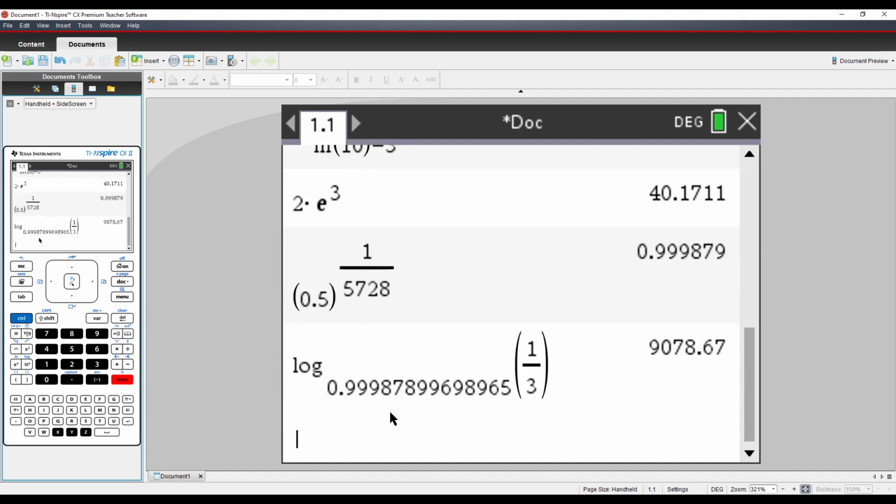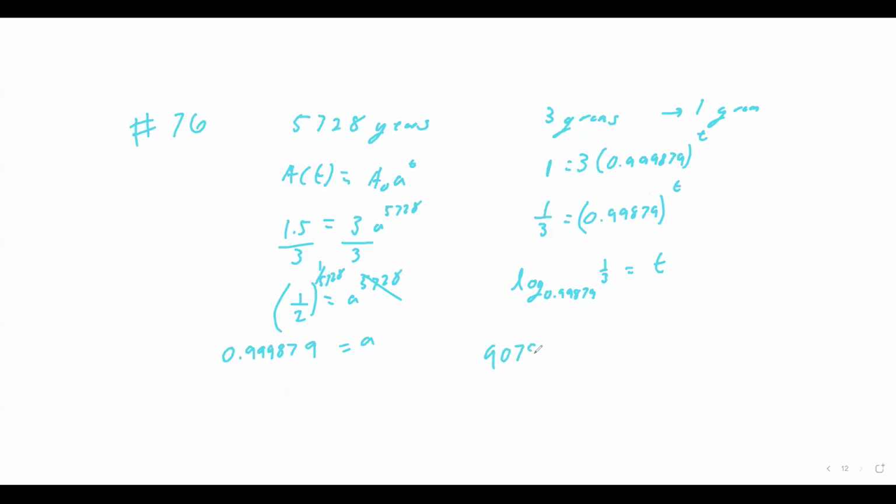All right, so let's go back. And that makes sense. It should definitely take more than 5,000 years if that's half. 1/3 of that left would be less than a half, so it should take more time. This would take 9,079 years to go from 3 grams to 1 gram.